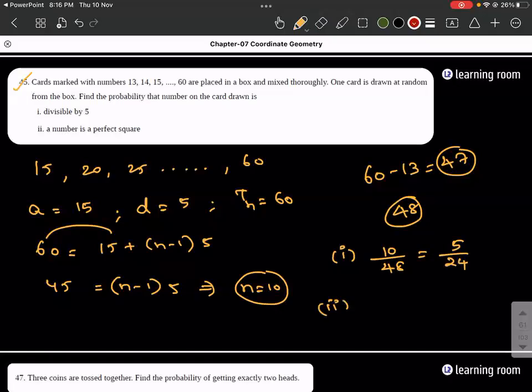Second, a number is a perfect square. So where does the first square start with? 16? Yes, sir. Okay. So 4 square, 5 square, 6 square, 7 square, because 8 square is 64. So how many perfect squares are there? 4 out of 48. You have 1 by 12. That is the answer, right?